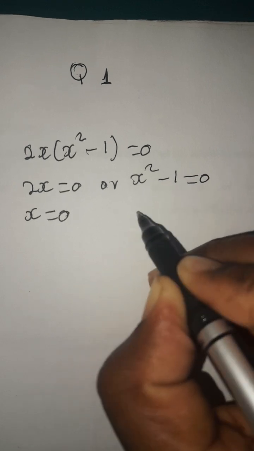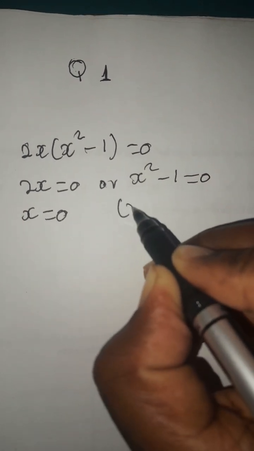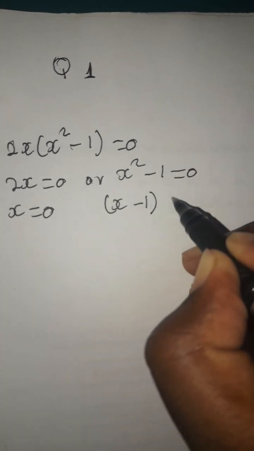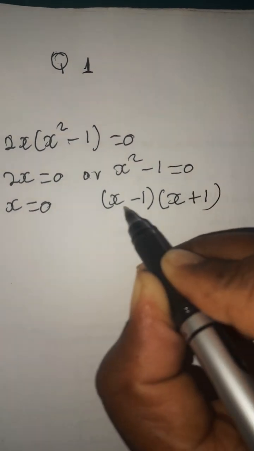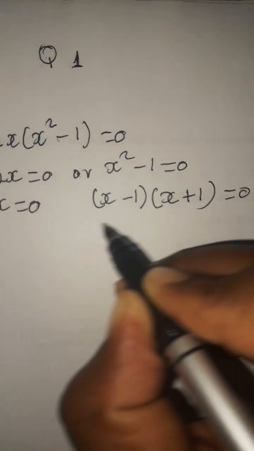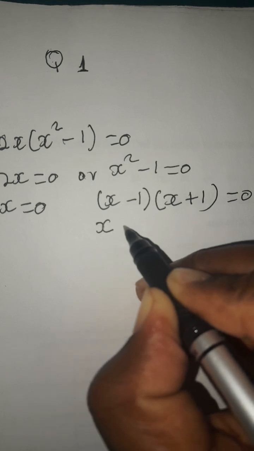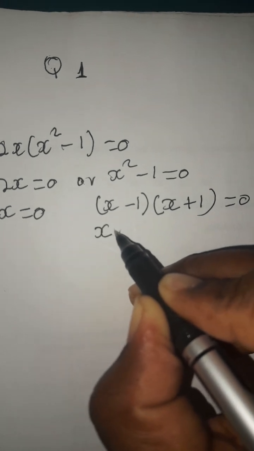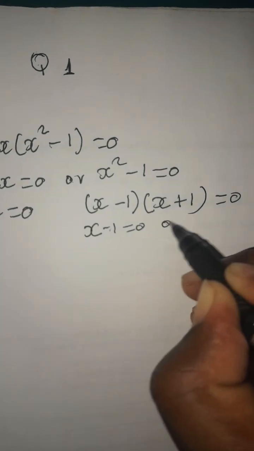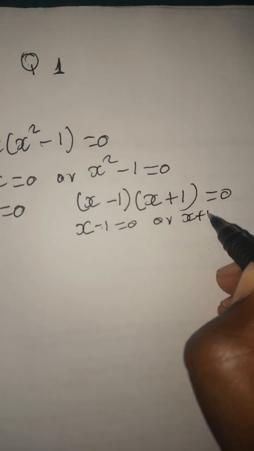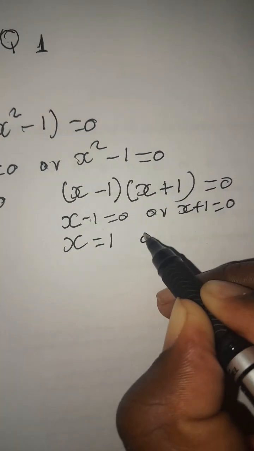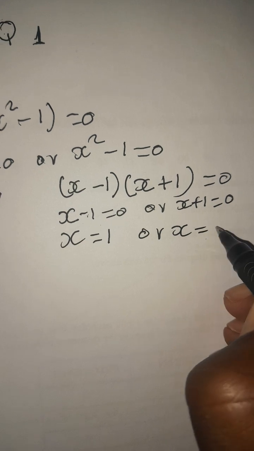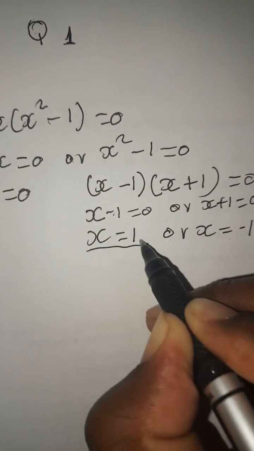So in this case, since it is a difference of 2 squares, we can factorize. We're going to have different signs, x plus 1 and x minus 1, equated to 0. So if we equate to 0 here, we are going to have x minus 1 equated to 0, or x plus 1 equals 0. So x will be equal to 1, or x will be equal to negative 1. So those are the solutions.